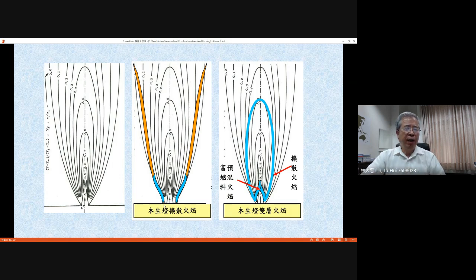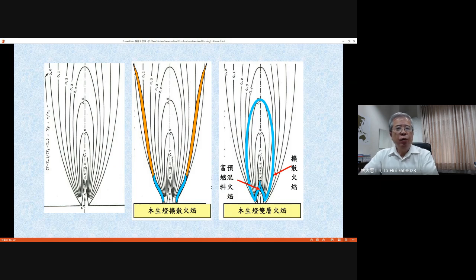Near the base of your diffusion flame, usually you can see there is the blue color. But remember, at this state, the whole flame is attached to the burner edge. Okay, no oxygen can penetrate into the interior region of your fuel jet.